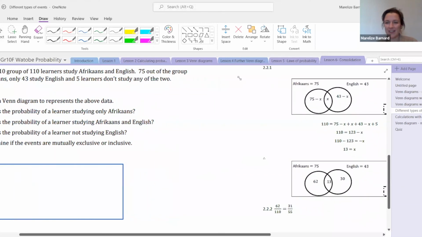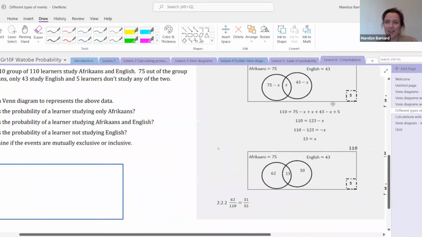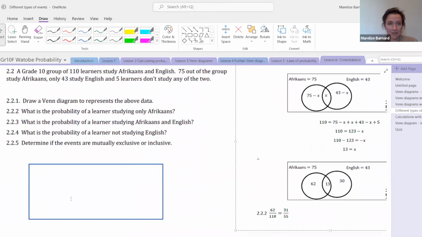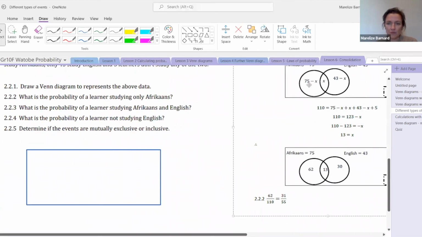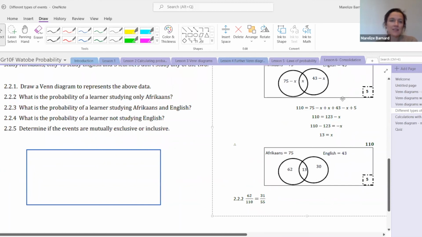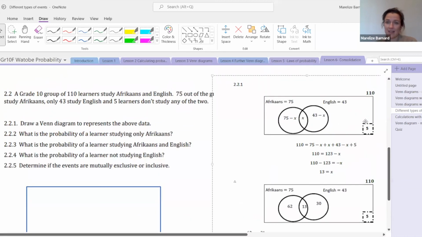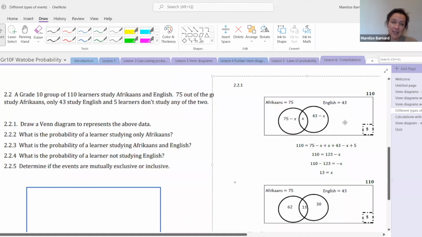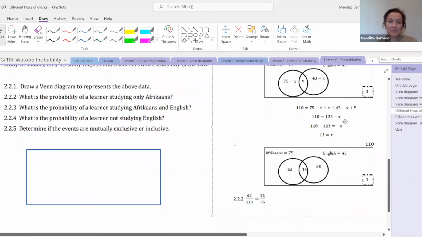Right, let's have a look, everybody, because we also have to do the quiz. Right, so 5 people do not speak any of the 2 languages, so we put them outside the circle. Just going to move things around a little bit. Okay, the intersection, we don't know what the intersection is, so we make that X. So this was exactly the same as the chocolate one. We go 75 minus X, 43 minus X, and then all of that must add up to 110 because there's 110 people in the sample. It can't be more than that. So your X must be 13.